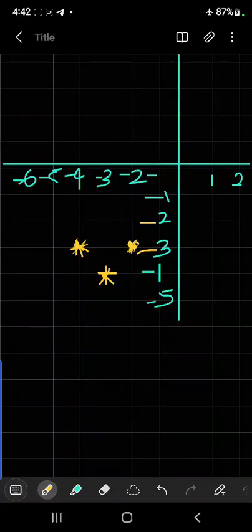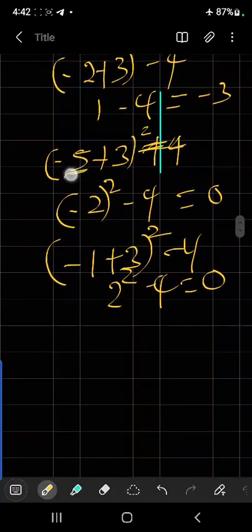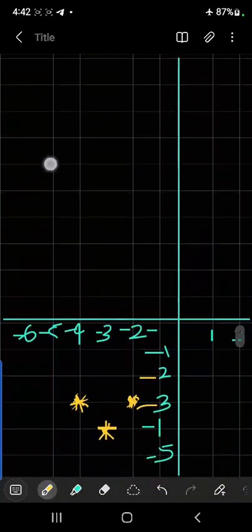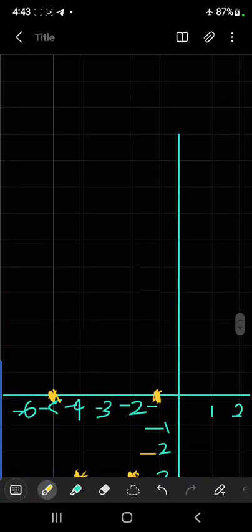Again, minus 5. I think we got 0. Minus 5, 0, and minus 1, 0. That will be on this. And minus 1, we got 0. Should we still make it beautiful? Let's make it beautiful a little bit.